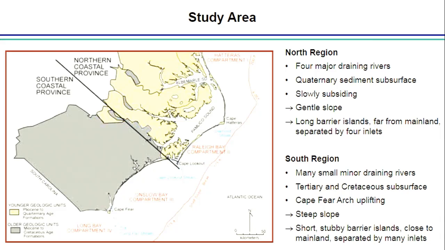In the south, what you have is a few small rivers that drain into the ocean, and it's much older subsurface geology. And what that leads to is a steep slope, and you have short, stubby barrier islands that are very close to the mainland. You can see they hug the mainland, and they're separated by many inlets that move and change over time.